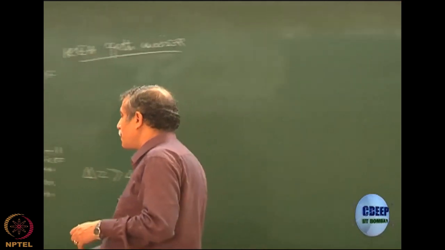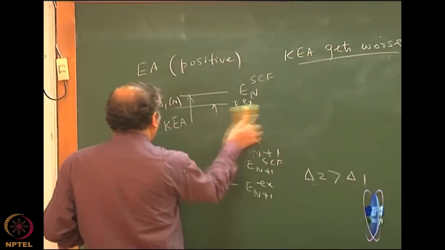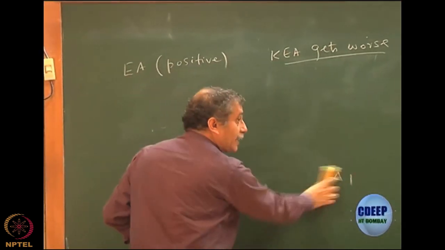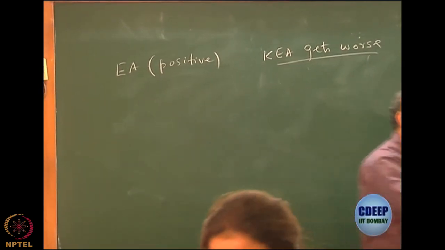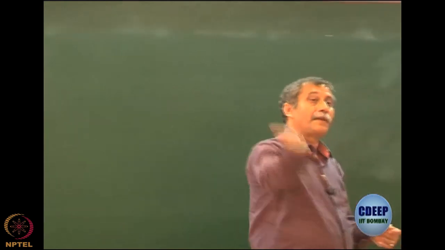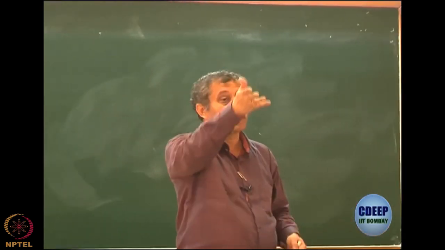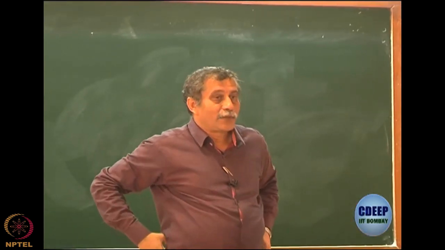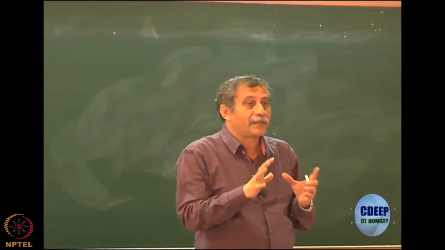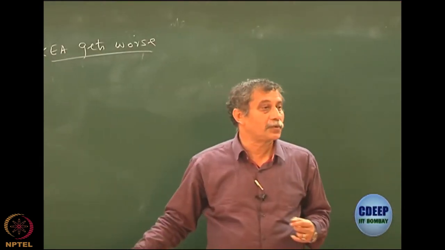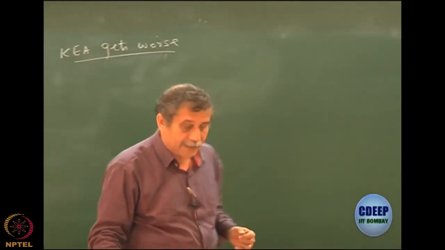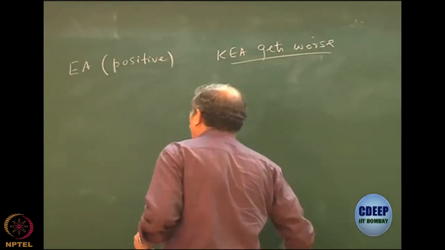The IP works much better, because the one that is higher is actually n minus 1, and that n minus 1 correlation is lower than n. In this case, even if n plus 1 goes higher, n plus 1 correlation is actually higher than n. So, the correction will never take place properly for the electron affinity. And if it is a positive electron affinity, then the system becomes much worse. So, that is the problem of the Koopmans.